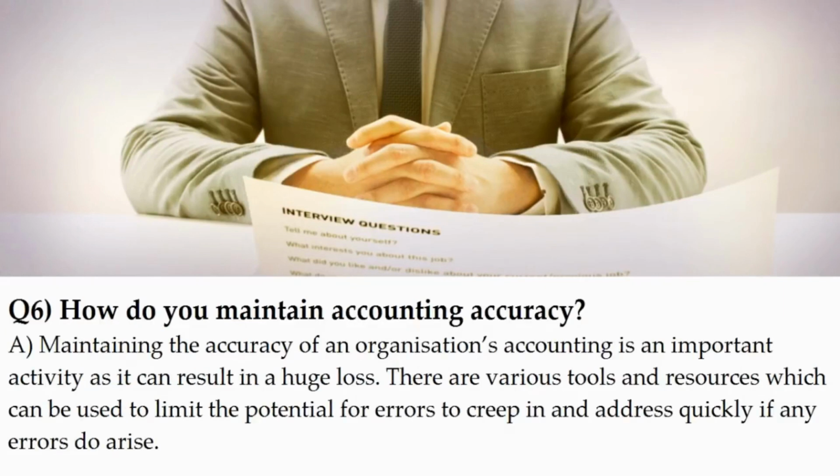Let's move towards the sixth question. The sixth question is, how do you maintain accounting accuracy? The answer is, maintaining the accuracy of an organization's accounting is an important activity as it can result in a huge loss. There are various tools and resources which can be used to limit the potential for errors to creep in and address quickly if any error does arise.